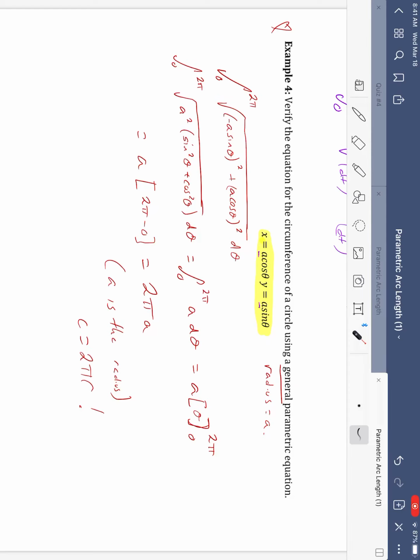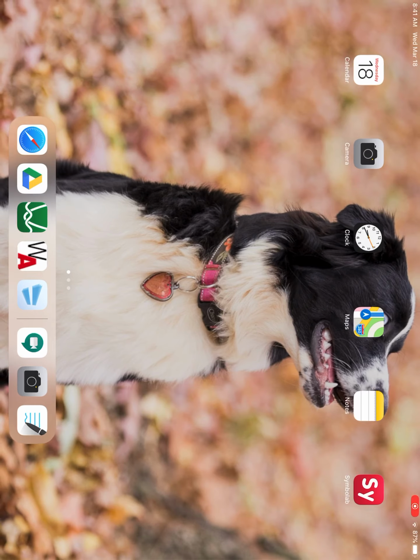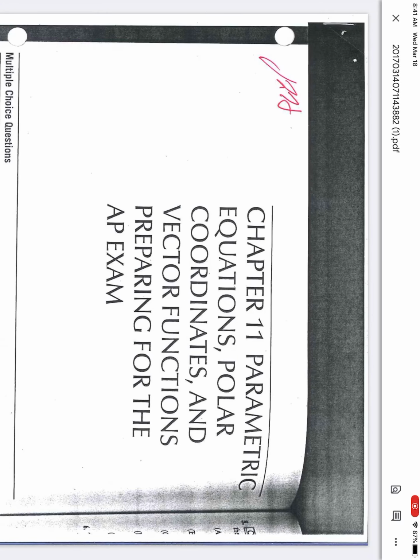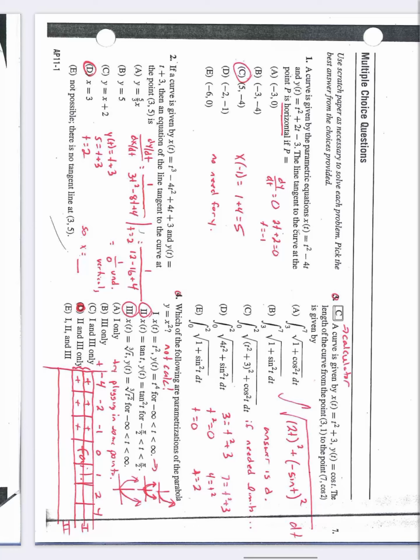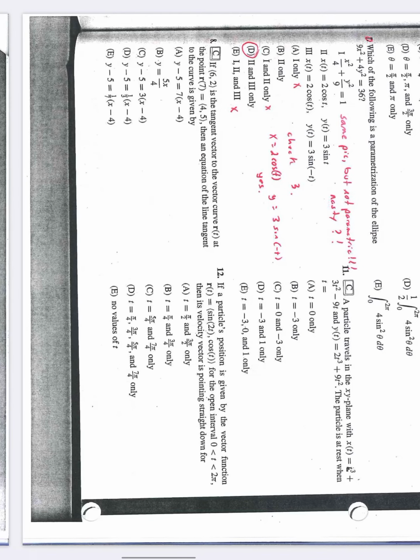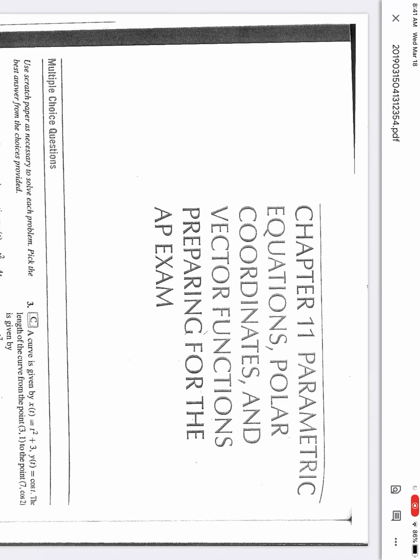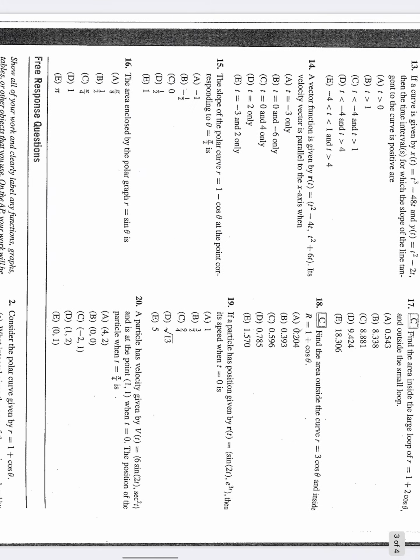All right, that's it. You got a web assign tonight over parametric arc length. They're also in your Google Drive, some practice multiple choice questions. Now, this is the whole chapter's worth. We've only done parametrics, so you're only responsible for the ones that are parametrics: 1, 2, 3, 4, 7, and 13. We will do the rest of them as we get to them. There's a blank copy as well. 1, 2, 3, 4, 7, and 13.